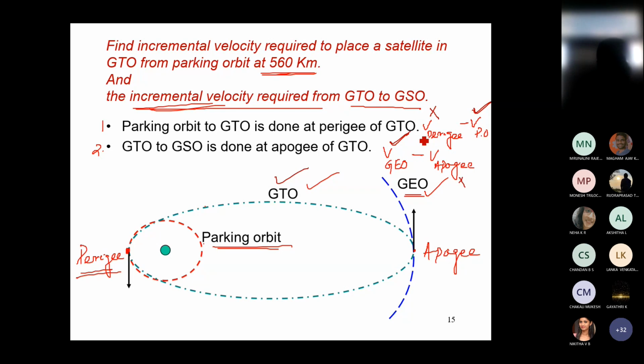That you can observe. Okay, so if you understood this, let us do the calculation. First point, I will calculate velocity in parking orbit and velocity in perigee. While calculating velocity of parking orbit, I will use the circular orbit. When calculating perigee, I will use elliptical orbit.